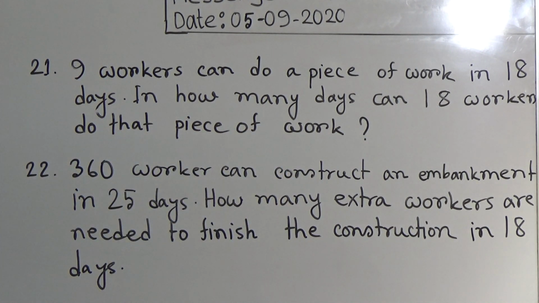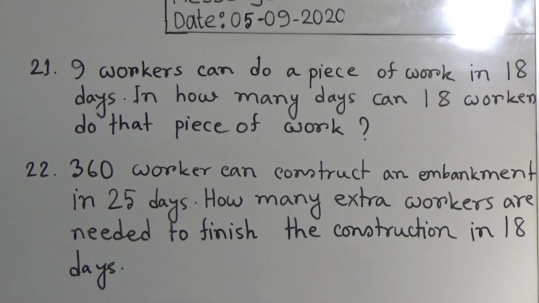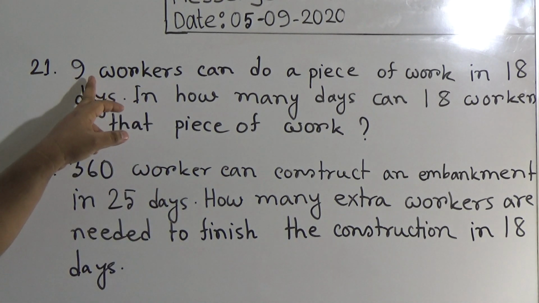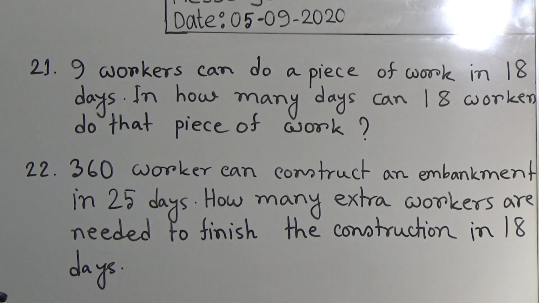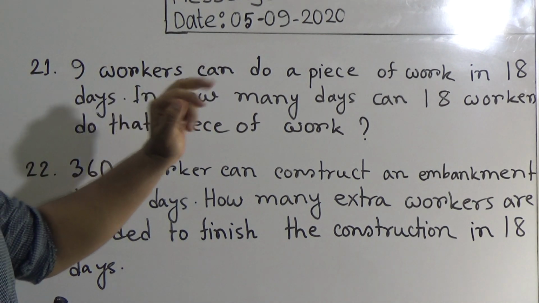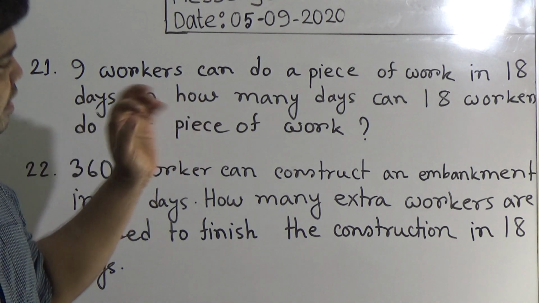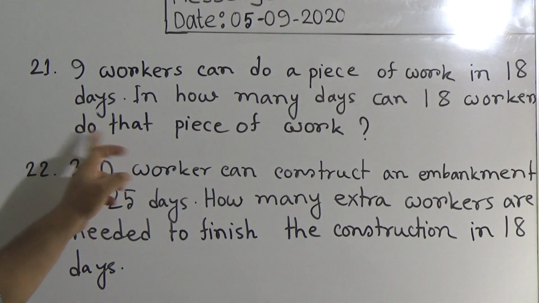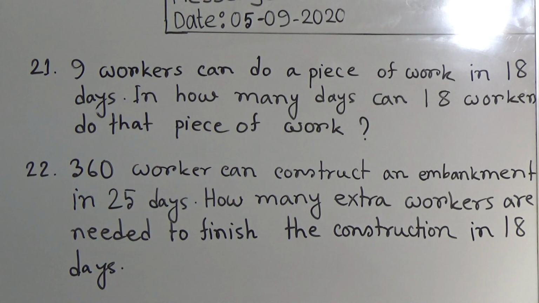So, how can we solve this? We use here the unitary method. Unitary method means we find out of one how many. That means we can write 9 workers can do the work in 18 days. Then we find out one worker can do the work in how many days. Then 18 workers can do that piece of work in how many days. So, let us start our math.